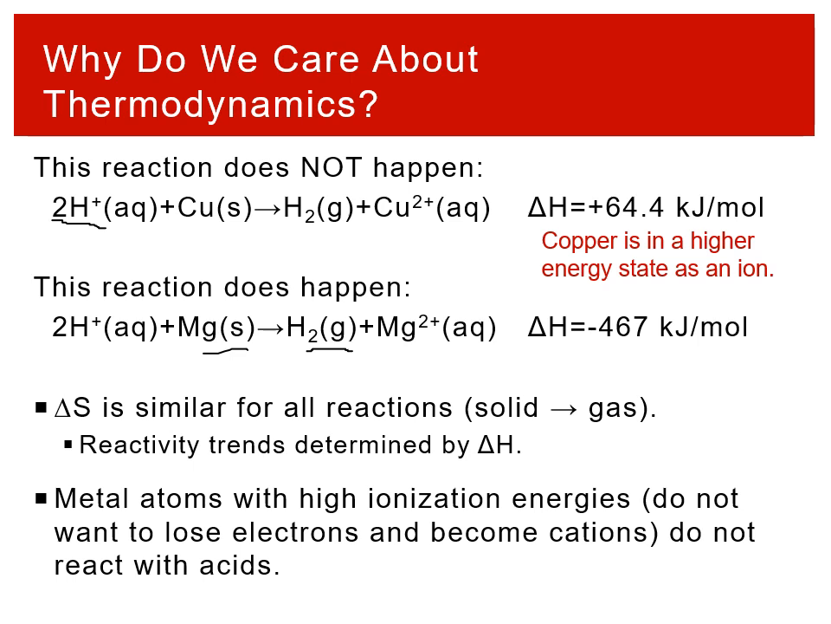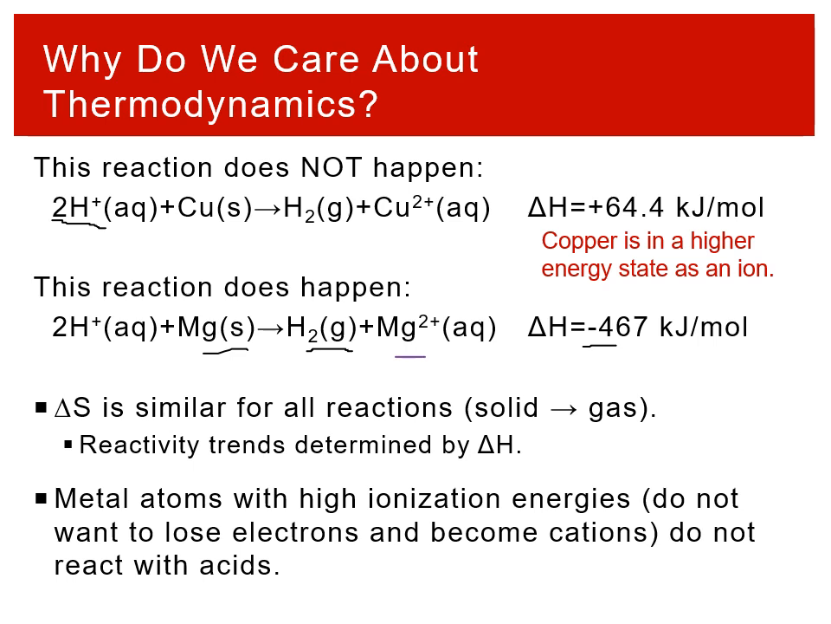So that means the variability in the spontaneity can be explained by just the delta H trends. So something like magnesium, where the delta H of the reaction is very negative, means that the delta G is also going to be negative. And that's why this reaction happens. So if we want to look at which metals react with acid, we only need to look at enthalpy, and it's all about the relative stability of these different ions.